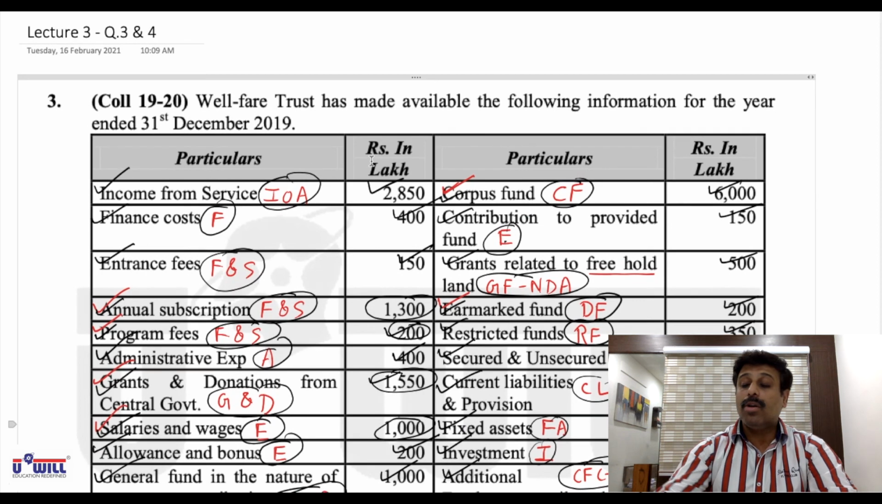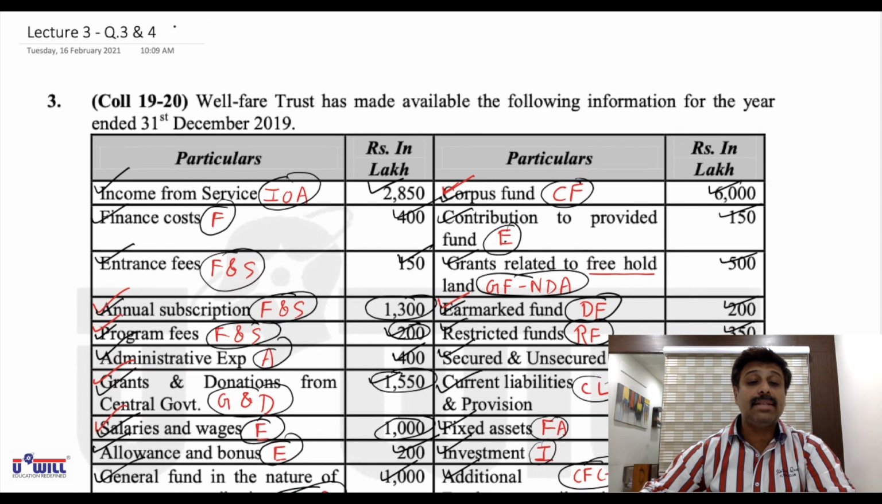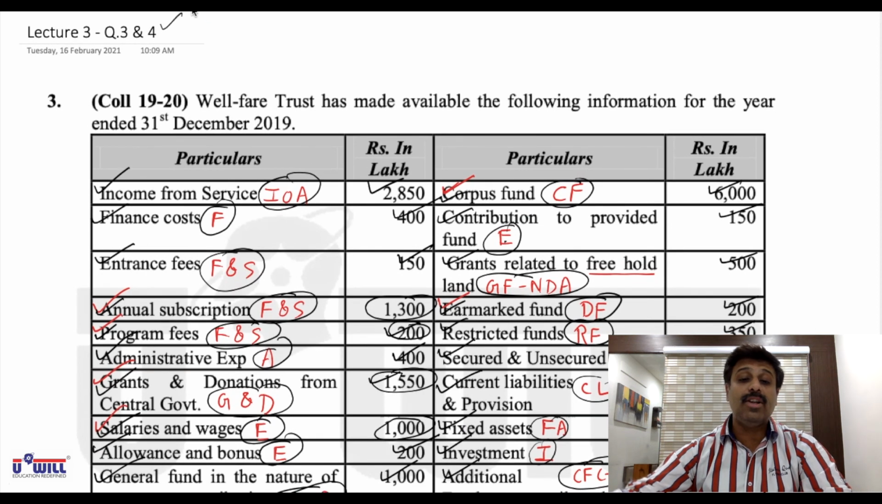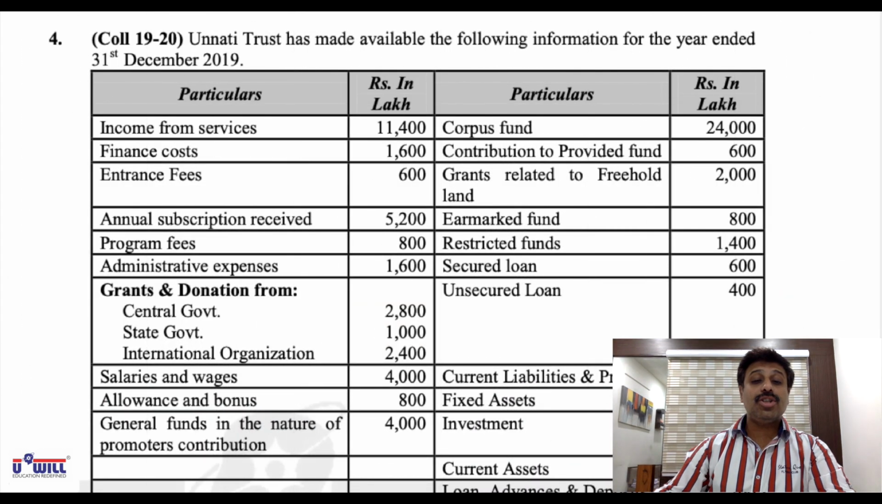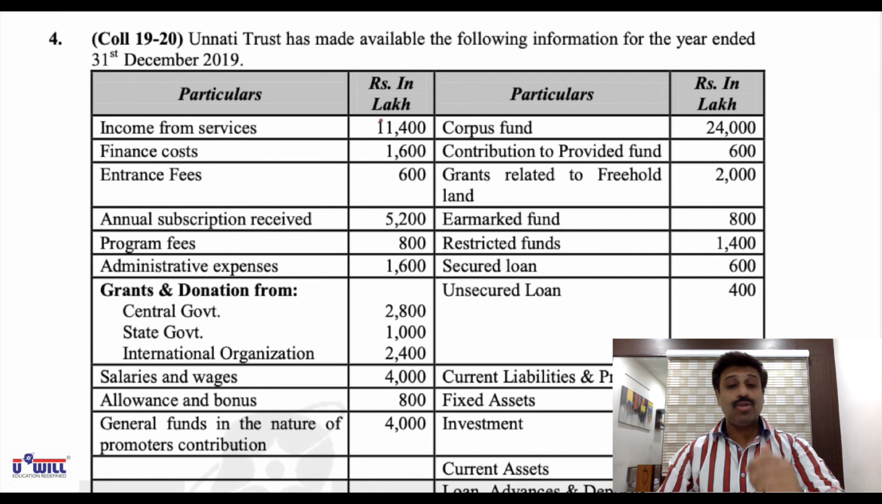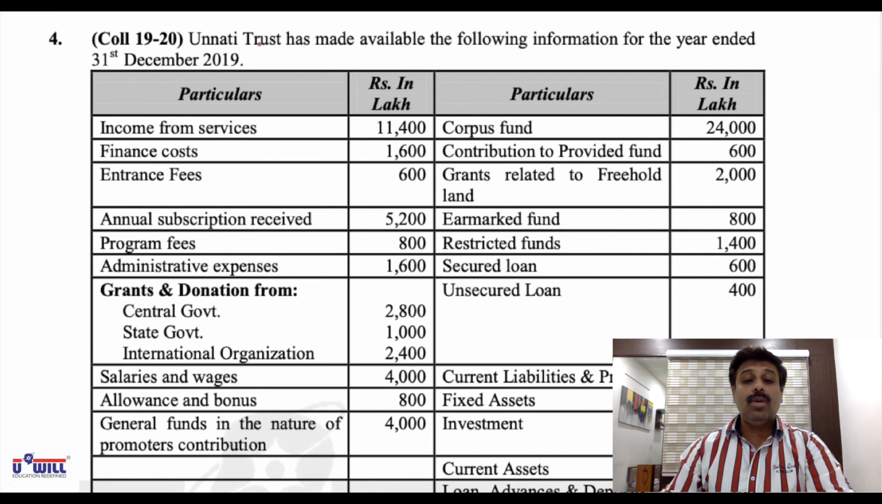Now question 4, all of you will be trying on your own. So I'll discuss that question and then the solution of that you'll find in the You Will Learn app. Take out question number 4. Look at question number 4, all of you have to try it on your own. Solution you'll find in the You Will Learn app. Unnati Trust has made available the following information for the year ended 31st December 19.